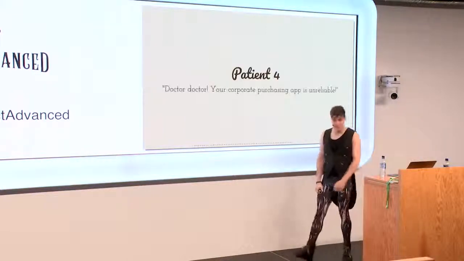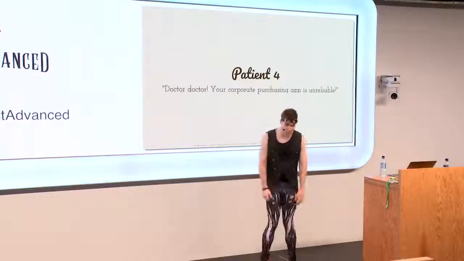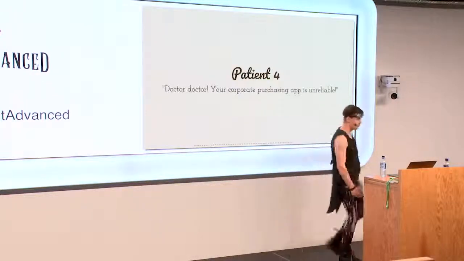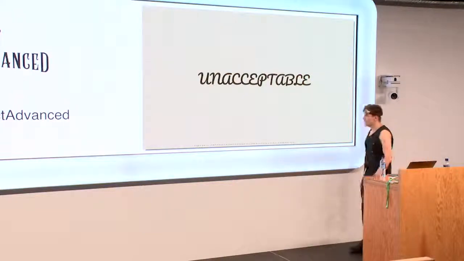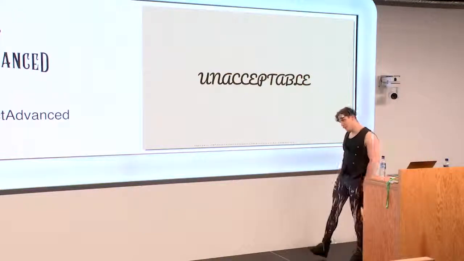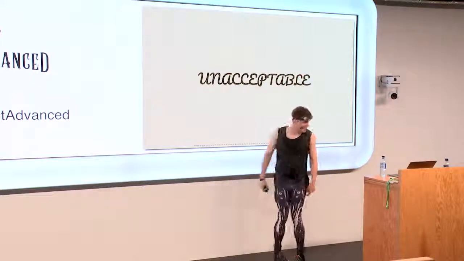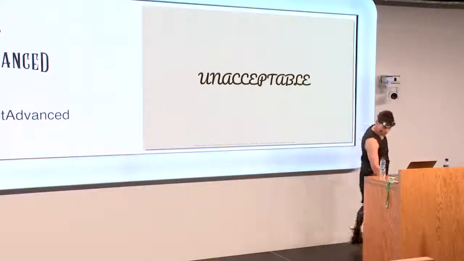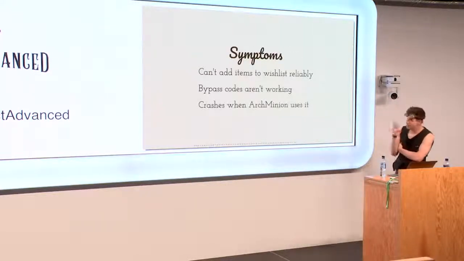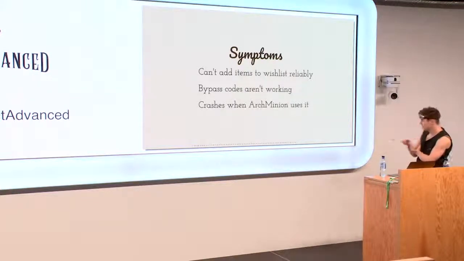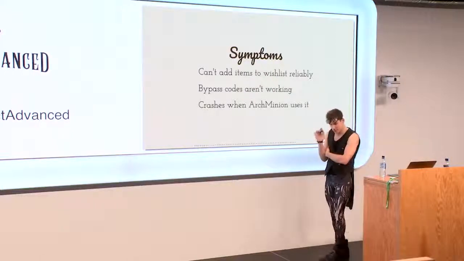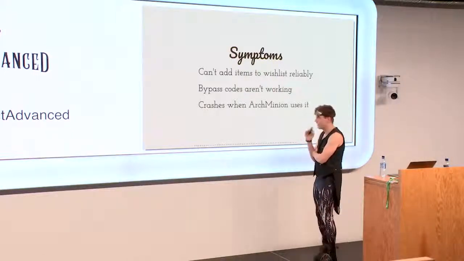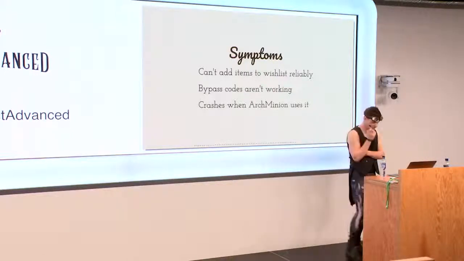OK, the final patient. Doctor, your corporate purchasing app is unreliable. Unacceptable. Everyone knows all shadowy steampunk organizations live and die by their purchasing and expenses system. Just ask Gru. So, what are the symptoms? Well, you can't add items to the wish list reliably. Bypass codes aren't working, and it crashes when Arch Minion uses it. For this to make sense, we'll have to look over the intent and functionality of the purchasing app.